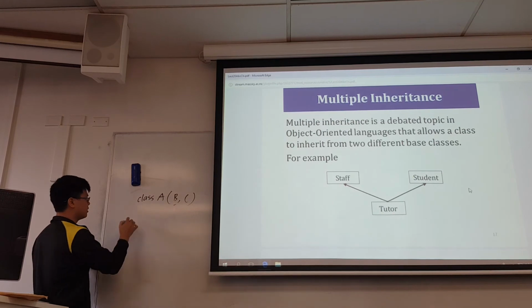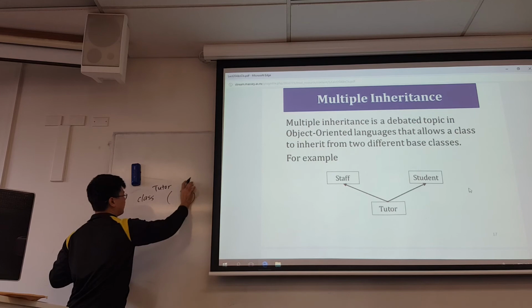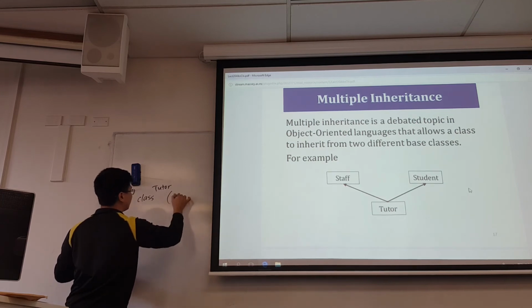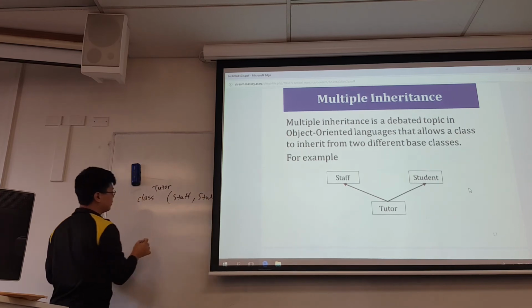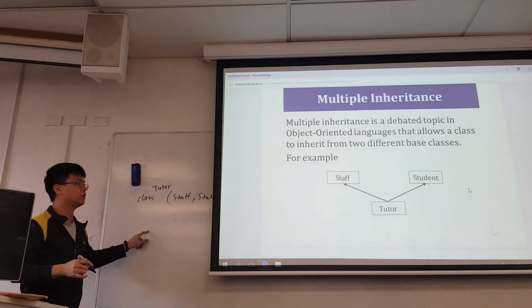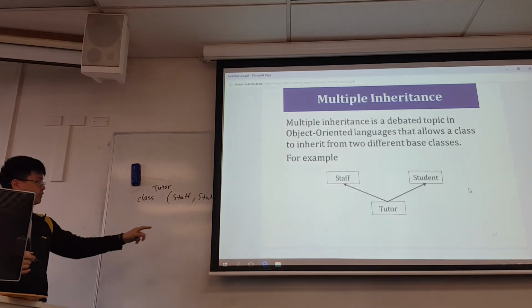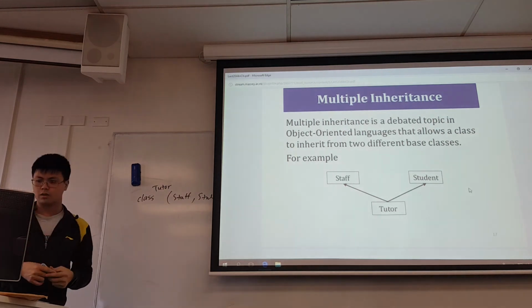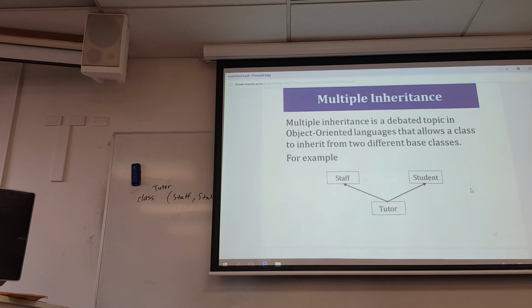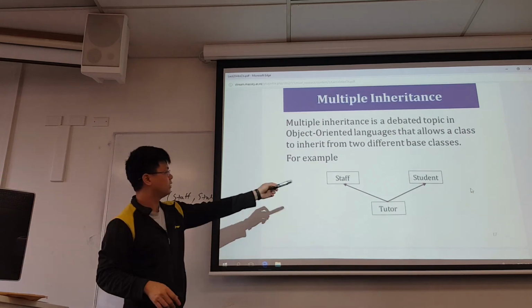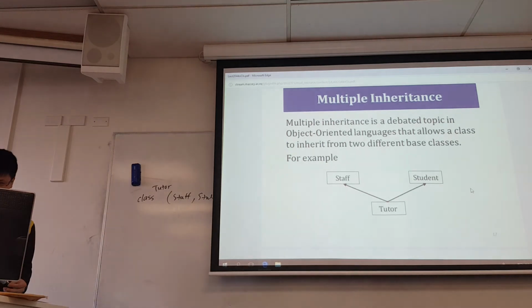So if I implement tutor to be a derived class of both staff and student, when I call tutor.goToSchool, the function in staff will be called. But in C++, there is no such thing. And if you do this and you have two functions with the same name in two classes, you might not be able to compile. So be careful.